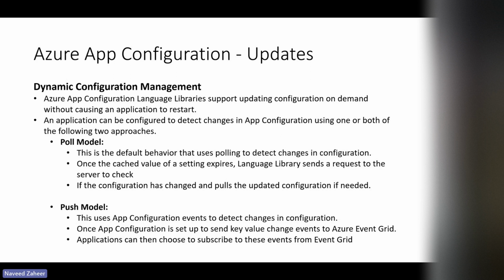Second part is the push method. In that case, changes are pushed to your app, and that is available for .NET Core at this moment and Java Spring. What happens is this takes advantage of eventing. Azure App Configuration sends out an event. What you do is you set up your service bus based event handler, you set up a subscription, and then your app listens to it.